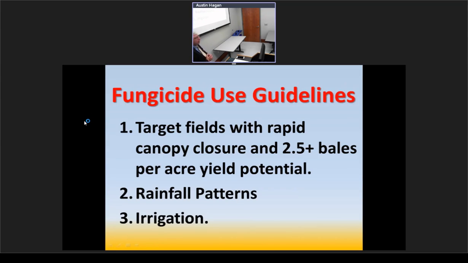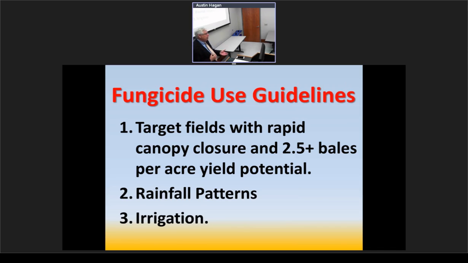Then we get to fungicides, and I mentioned earlier the dryland cotton that didn't lap the middles and had less than 2 bale yield potential. Those are probably not fields that we would select to treat with a fungicide. The disease pressure is relatively low in those situations, so it's hard to justify the use of fungicides in those settings, particularly when you consider that a product like Headline at 6 ounces per acre is going to be, say, $15 per application. So it's hard to justify.